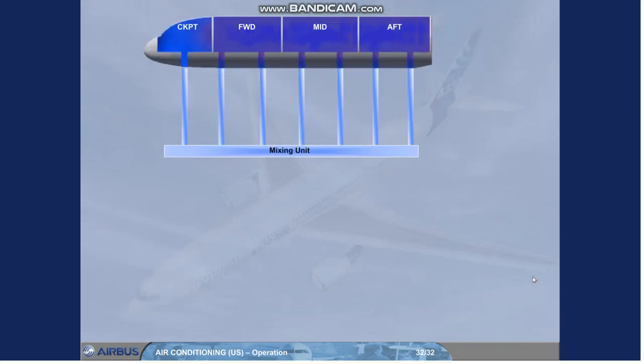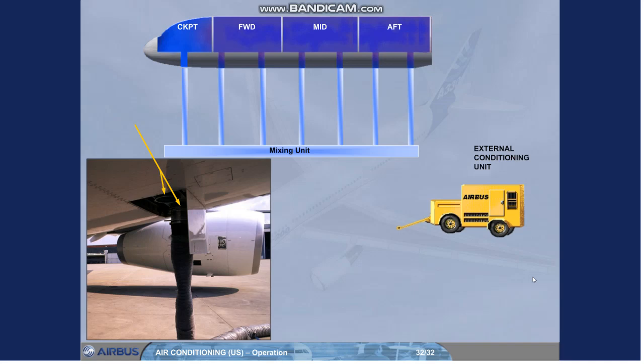or an external conditioning unit can be connected via one or two low-pressure connection points on the underside of the aircraft. The low-pressure air is fed to the mixing unit and then into the 4 zones. There are no indications in the cockpit to show that an external conditioning unit is in use.